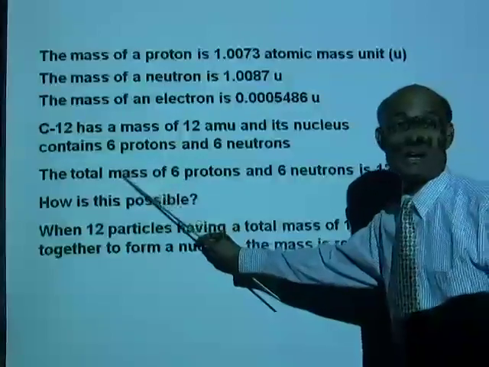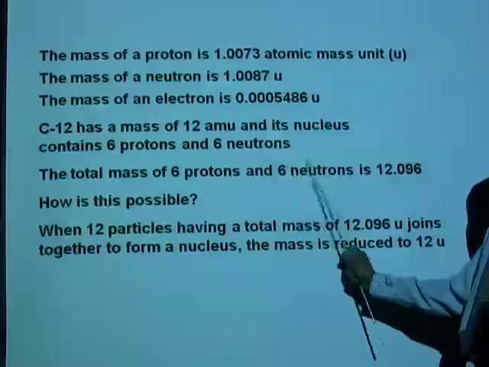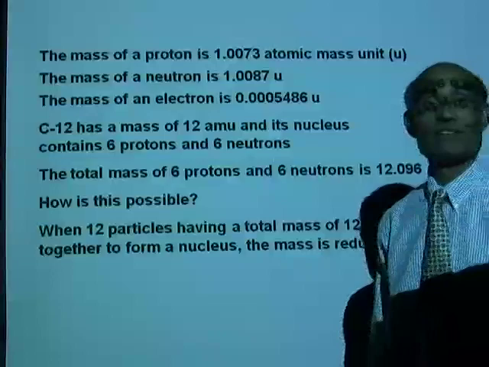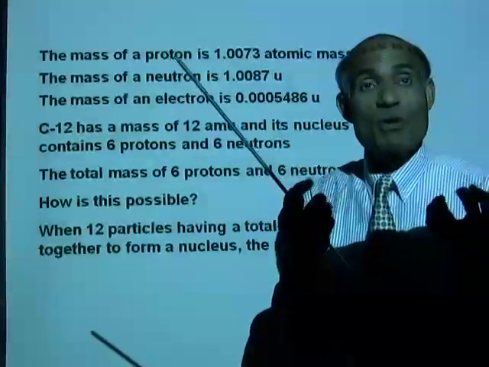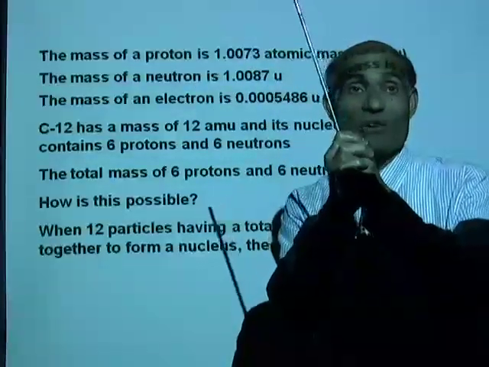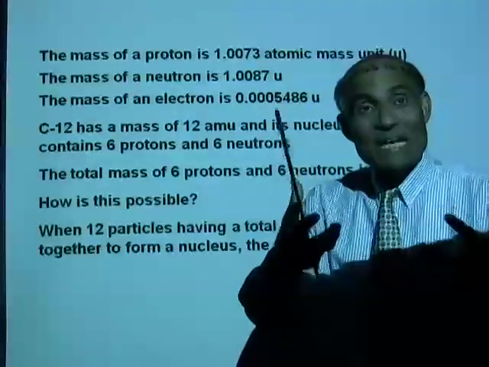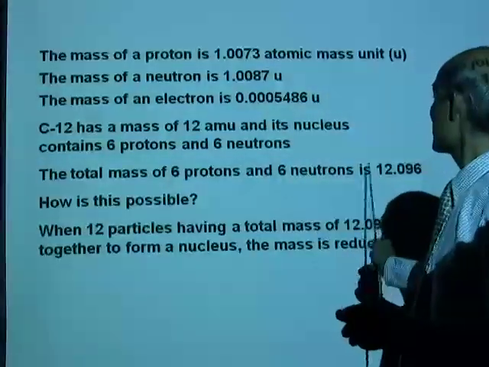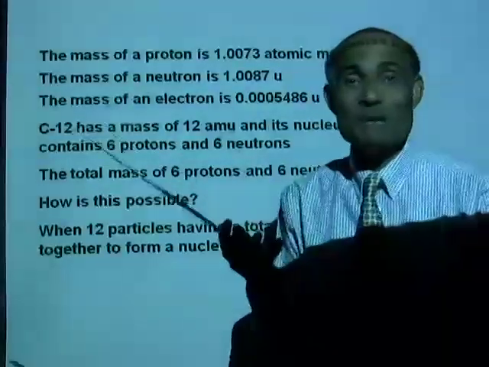Well, what I did is I calculated the mass of 6 protons and the mass of 6 neutrons, which came to 12.096. Well, is that a mystery? You know that carbon-12 consists of 6 protons and 6 neutrons, and the total mass of carbon-12 is 12 atomic mass units. But you take these particles separately and find their mass, the total mass is 12.096 atomic mass units. What does it mean?